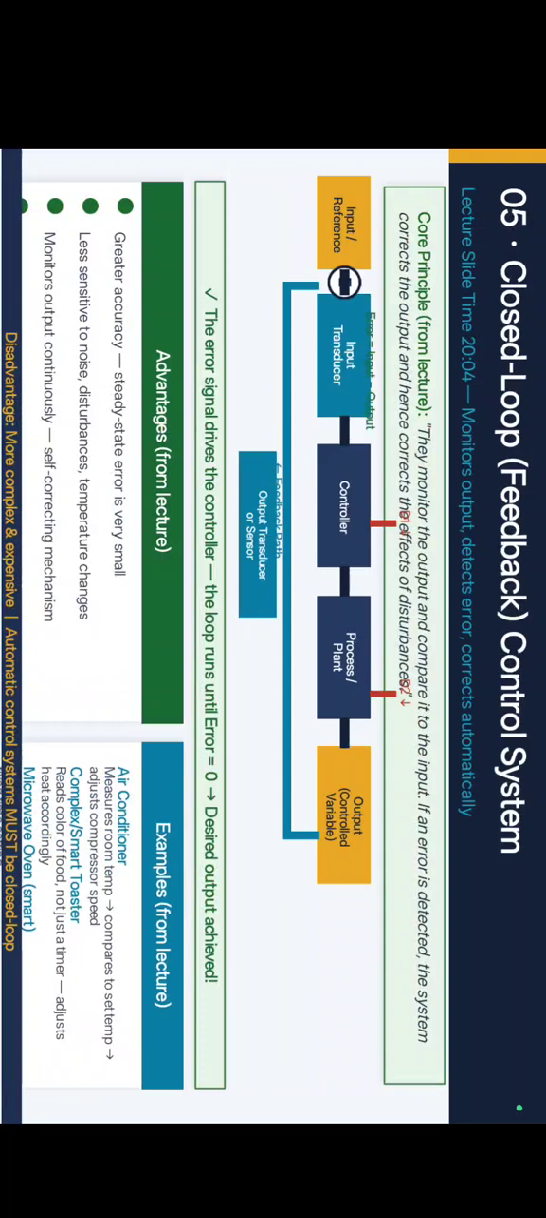So here the diagram is shown. Input will be supplied to the input transducer. It will supply a usable form of signal to the controller. Control action will be taken and the process plant will be run, and we will have output as per design. So disturbances will be to the controller as well as to the process plant. The error signal drives the controller. The loop runs until zero error from the desired output is achieved.